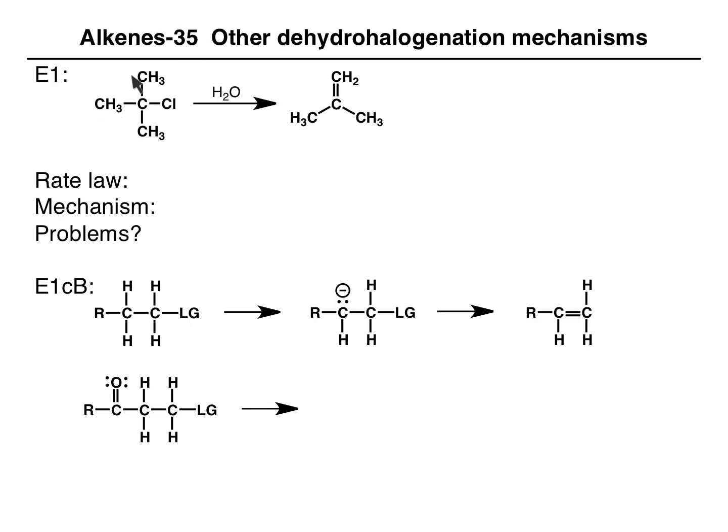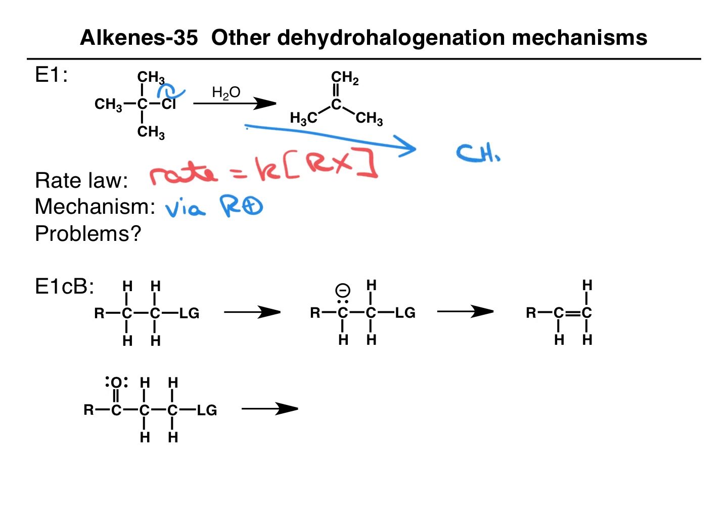If we have a tertiary alkyl halide and we do not treat it with a strong base, we just have a mild base such as water, we can get some elimination product. For this reaction, the rate law says that the rate is equal to a rate constant K times the concentration of the alkyl halide. So the nucleophile, or the base, does not appear in the rate law. So what this should tell you is that this mechanism proceeds through a carbocation. So chlorine can leave and we form our carbocation.